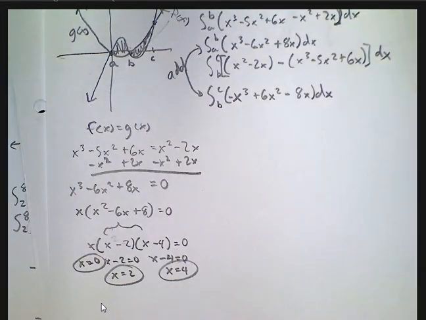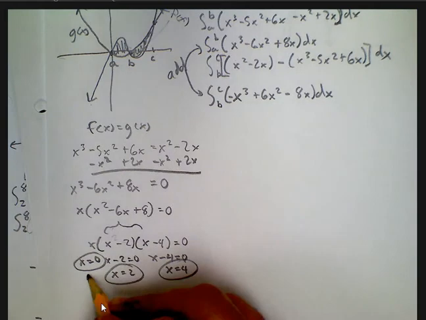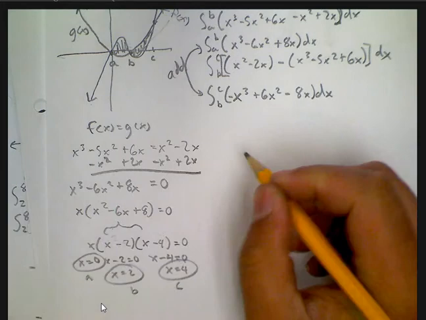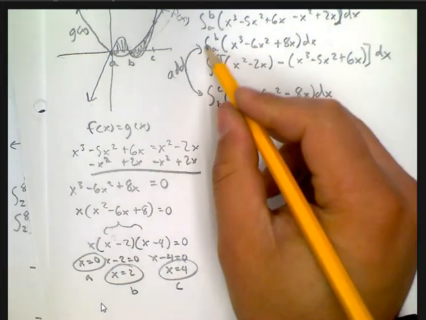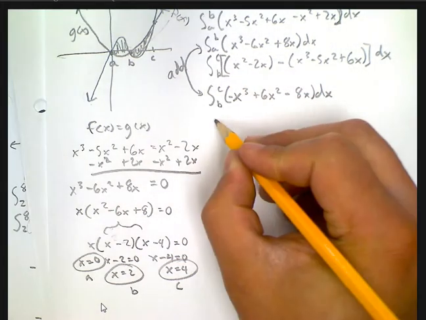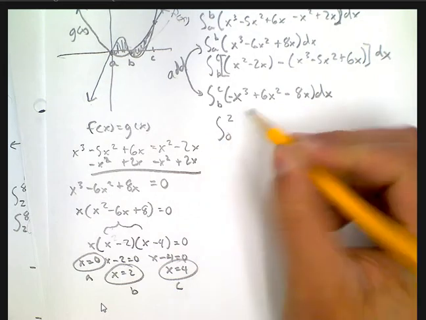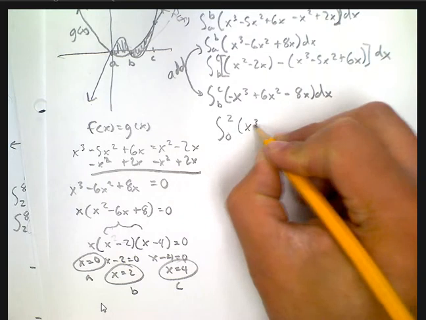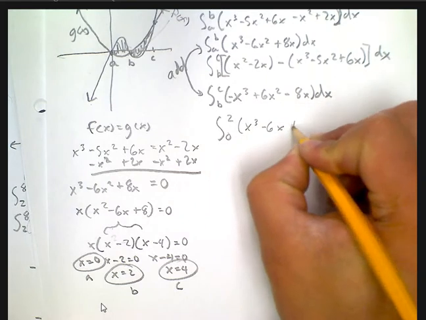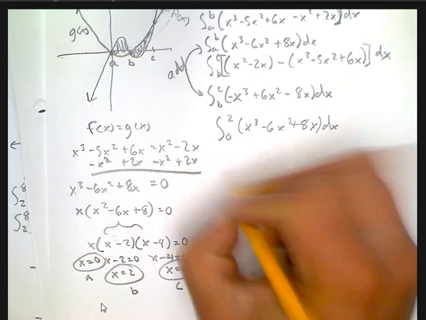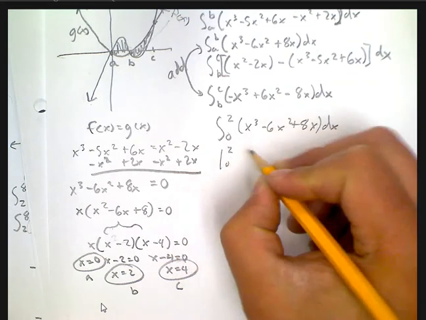So now, obviously, this is A, this is B, and this is C. So let's just go ahead and do this one first. So I'm just going to do the integral from A to B, from 0 to 2 of, and I'll go ahead and integrate.